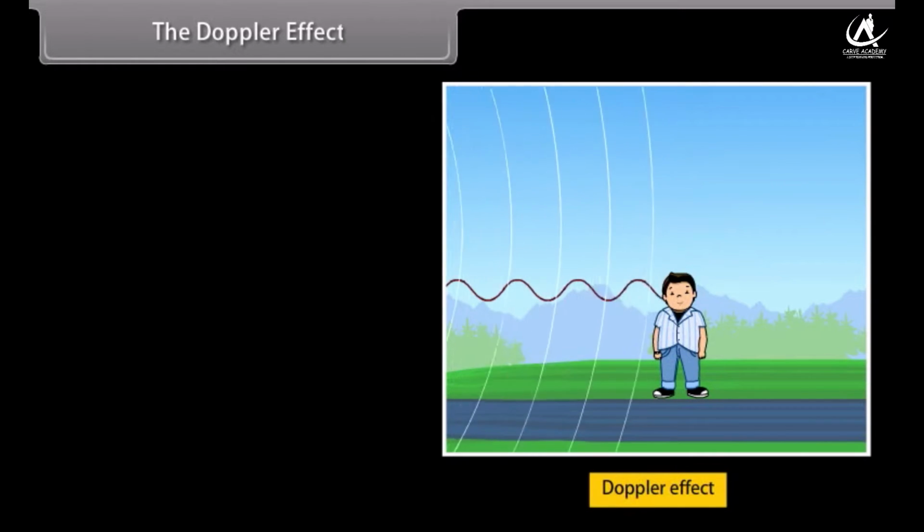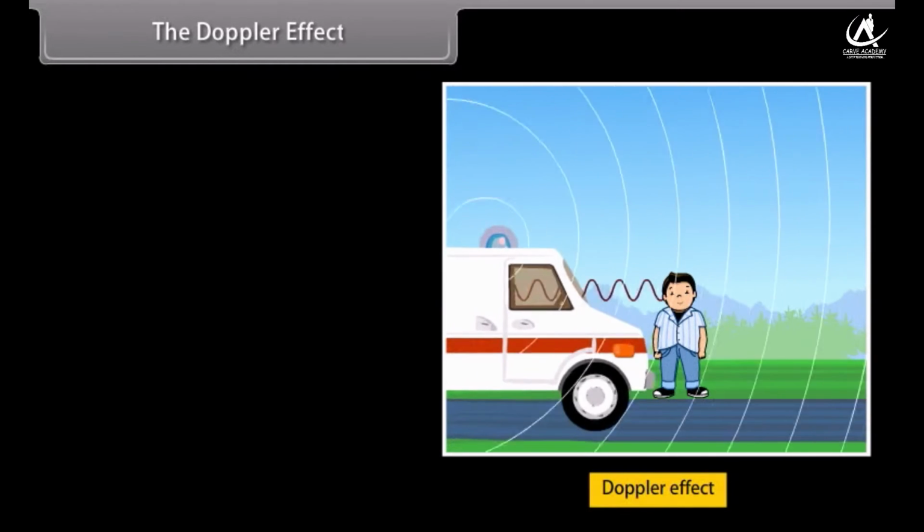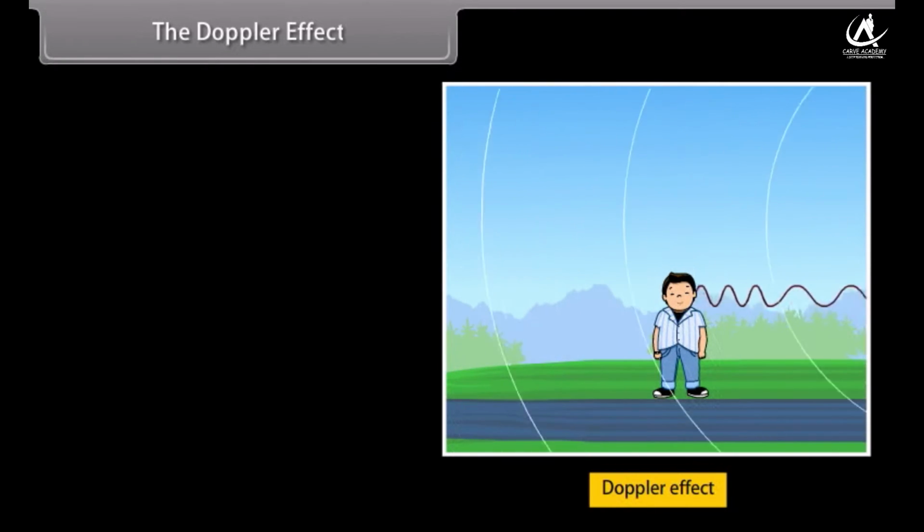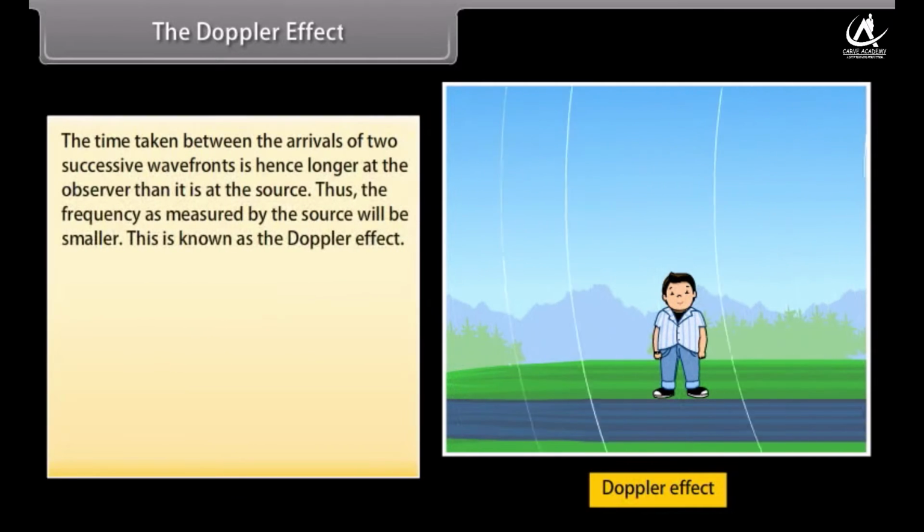The Doppler effect. Consider a medium where the source moves away from the observer; then later wavefronts have to travel a greater distance to reach the observer. The time taken between the arrivals of two successive wavefronts is hence longer at the observer than at the source. Thus, the frequency as measured by the observer will be smaller. This is known as the Doppler effect.